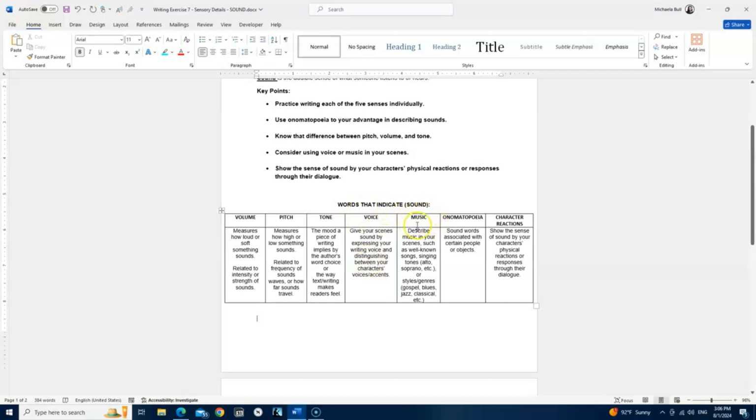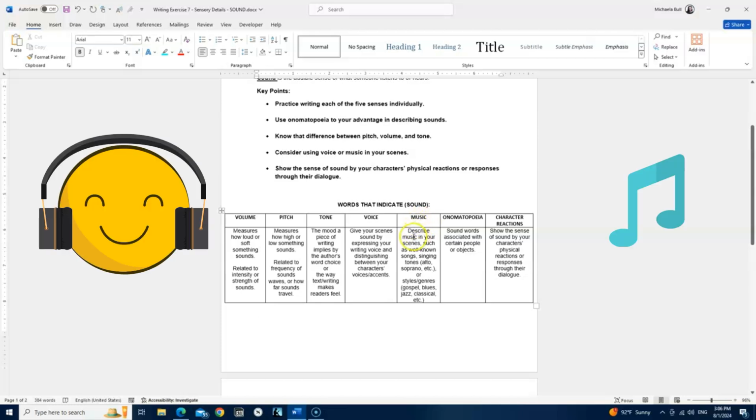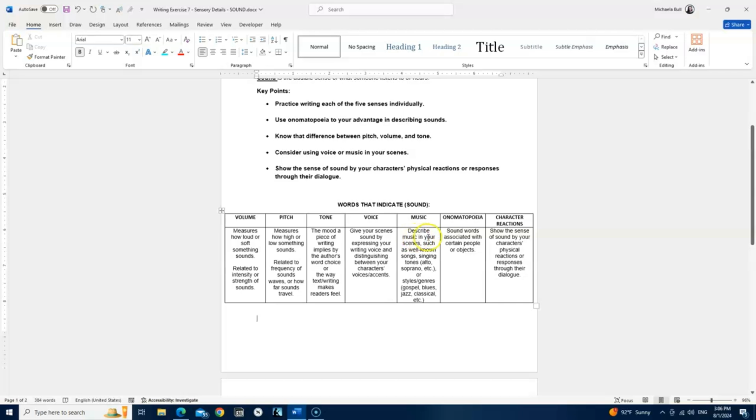In the next column, I have music. You can describe music in your scenes such as well-known songs. The thing about it is, when it comes to more current songs, for example, you may actually need special permission due to the lyrics being copywritten. But if it's songs that are old or more traditional, such as Amazing Grace, you may not actually need to go through all of that trouble as far as copyright. But that's just something to keep in mind if you're going to actually write out the lyrics of songs within your stories.